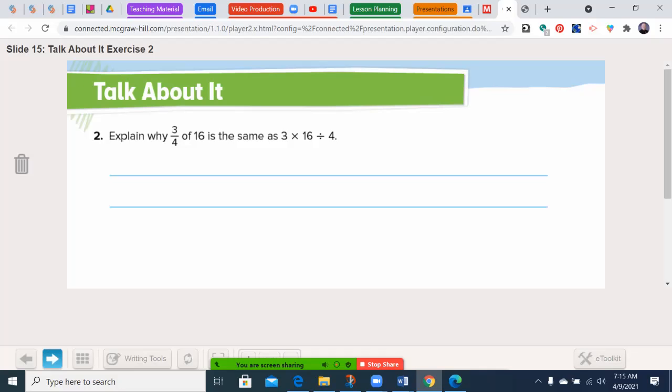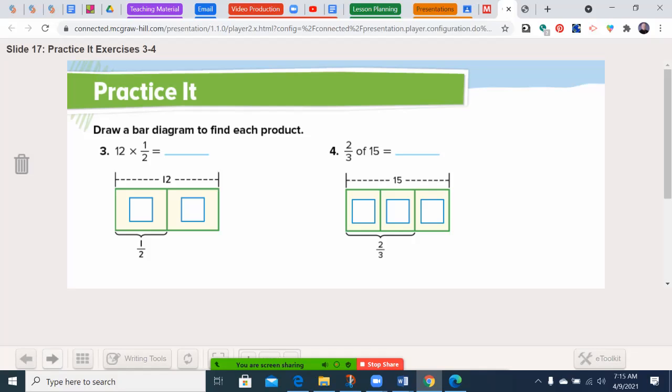All right, let's give you guys some practice. I want you to do numbers 3 and 4. When you're doing these, pause the video, unpause the video, and you're ready to go over the answer. You may pause the video now.